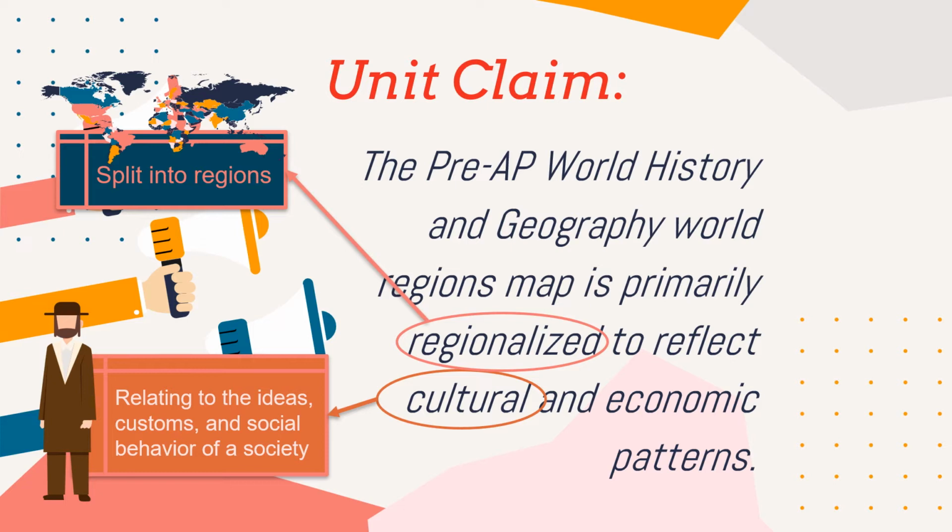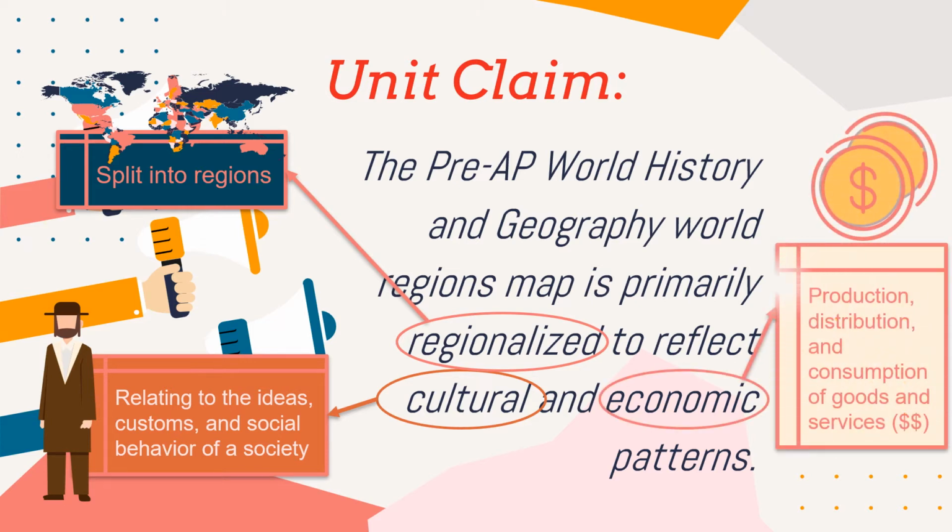So this map that we're going to look at today, and that we've looked at in the past for this course, is split into regions based on things like ideas, customs, social behavior of a society, and the production, distribution, and consumption of goods and services, right? So economics is talking about money. If you produce something, you distribute it, like you transport it somewhere. And then consumption is when people use those goods and services. They purchase them and use them, right? All of those things are about money. So this map is split up based on things like customs, social behavior, language, religion, and then also money.